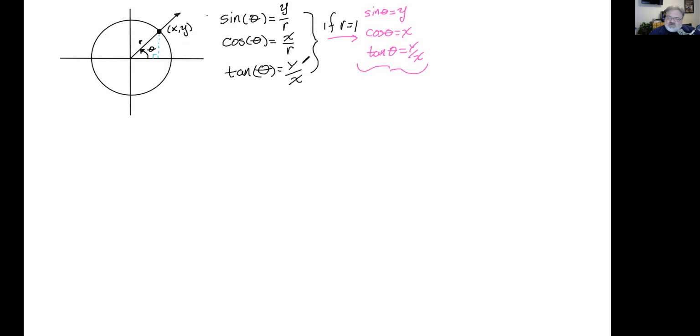By the way, if this looks a little bit like slope, change in y over change in x, there's a reason that that looks like slope. But you'll work more with that in calculus. But if that jumped out at you, that's a good thing.